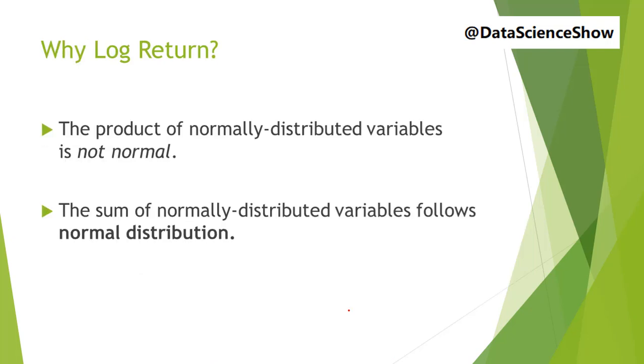Log return is not difficult to calculate, but many people have a question about why we need the log return. Here's the reason. According to what we learned in the statistics class, the product of normally distributed variables is not normal, but the sum of normally distributed variables follows a normal distribution. Between simple growth return and log return, which one is a product? Which one is a sum?